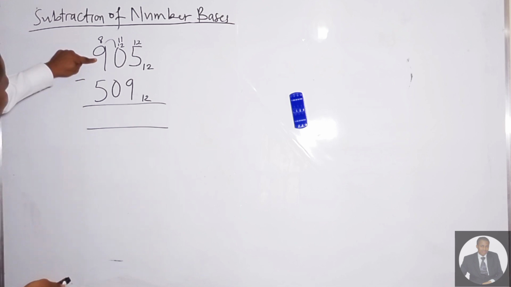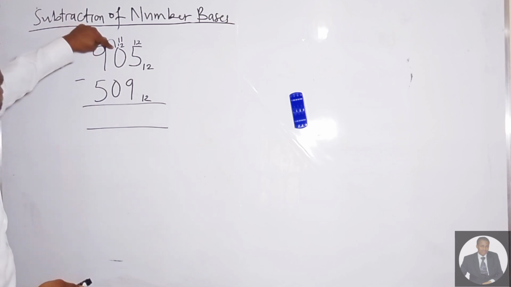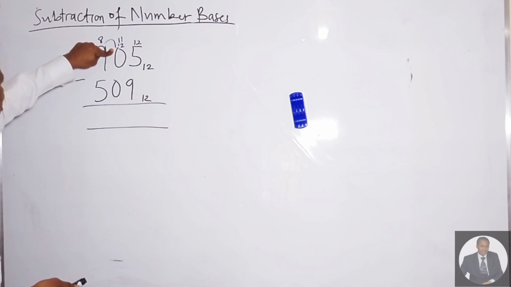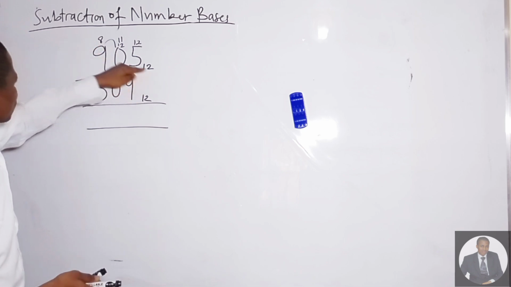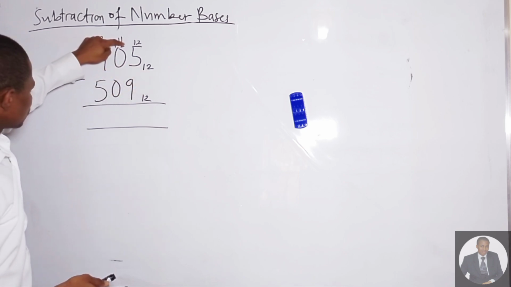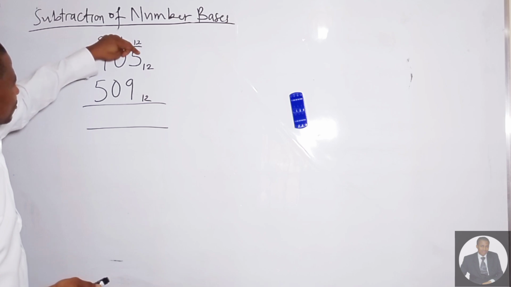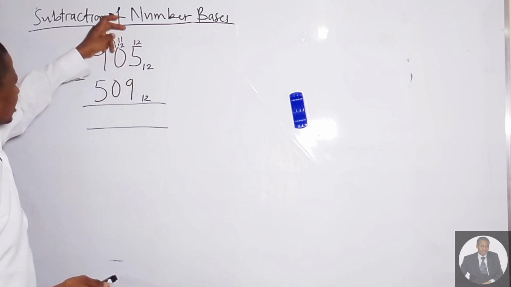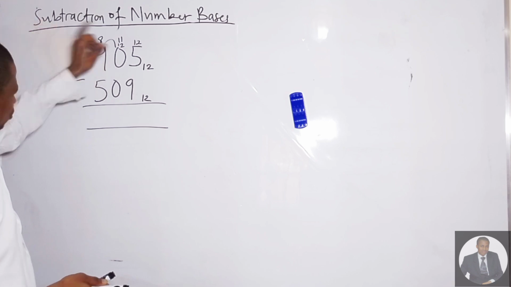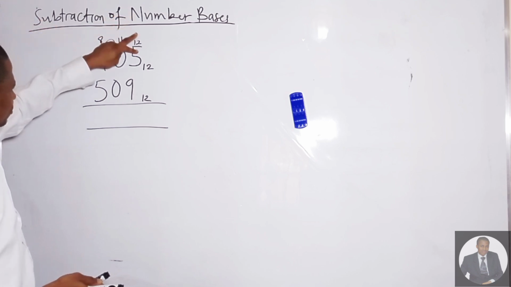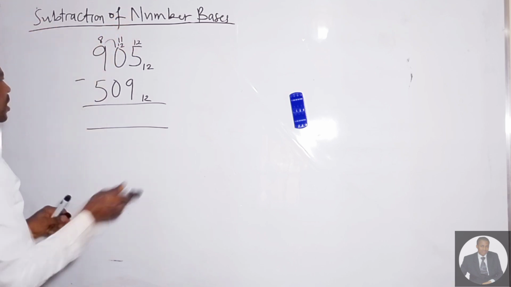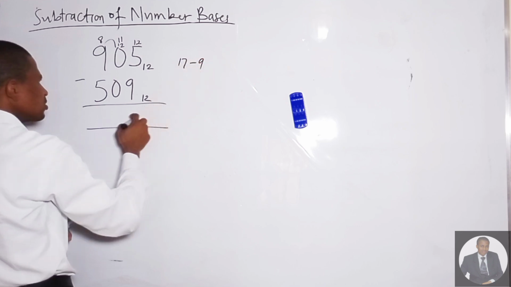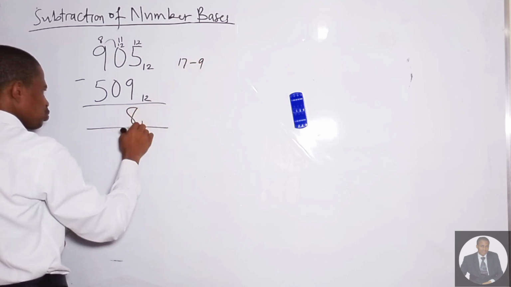We borrow 1 from 9. We add it to this 0. Since we are borrowing under base 12, that one we are borrowing will be 12. Now, we still have 5 we are to take away 9 from. So we borrow 1 from that 12, we add it. Whatever we are borrowing represents 12. So it will be 12 plus 5, 17. 17 minus 9. That will give us 8, base 12.